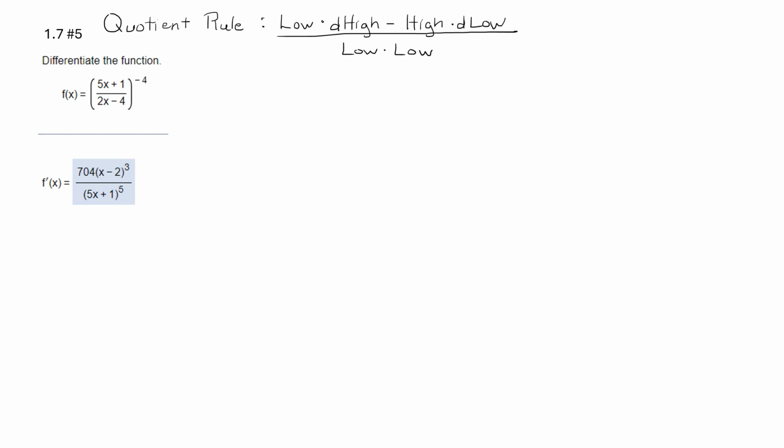Okay, so for this problem, we're going to use the quotient rule and the chain rule, which I like to call the outside-inside rule. The first thing that I want to do is rewrite f of x. And I think that you guys are doing well with the calculus. It's the algebra that's kind of messing you up.